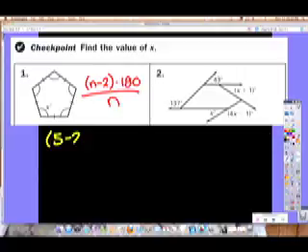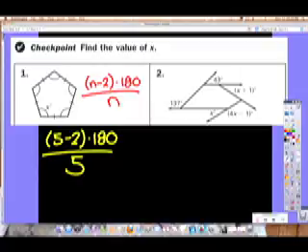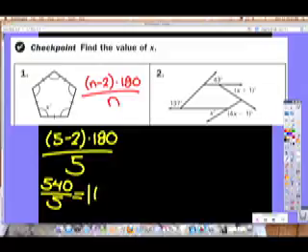Didn't we already do this? 5 minus 2 is 3. What was 3 times 180? Do you remember? I thought we did it on a previous example, right? So 540, but then don't forget to divide by 5. Is it 108? Yeah? Okay, how many got that? We good? Okay, last one, number 4 now.